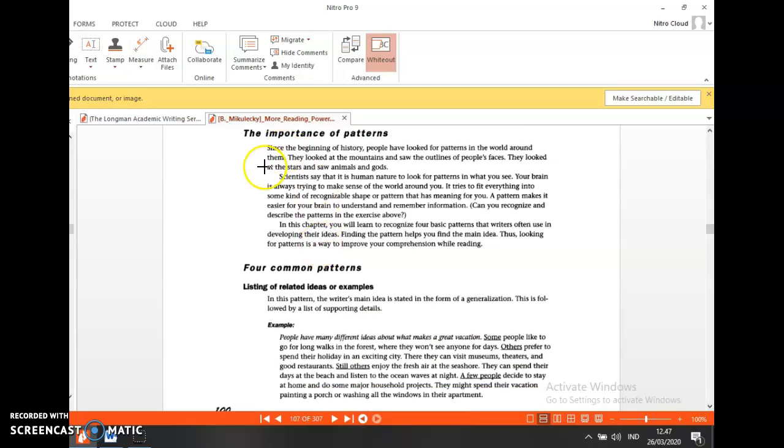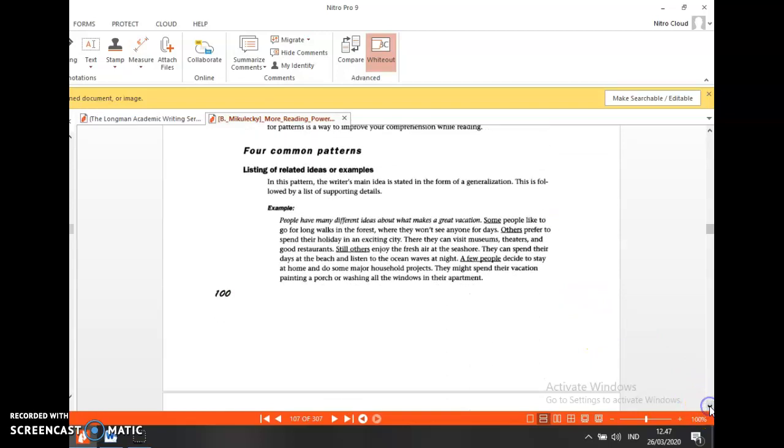Scientists say that it is human nature to look for patterns in what you see. So your brain is always trying to make sense of the world around you. It tries to fit everything into some kind of recognizable shape or pattern that has meaning for you. So when you know the pattern, it will be a meaningful way for you to understand what you see. Now, here we are going to discuss four common patterns.